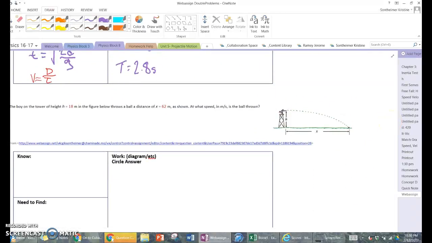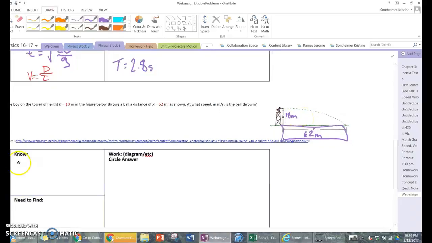Okay, here's my second question. This is the same deal. There's the horizontal vector and the vertical vector. The horizontal vector, which in this case, so everybody has it a little differently, is 62 meters. That's how far that ball went. The height is 18 meters, right? So, things we know. Distance, horizontal, is 62 meters.